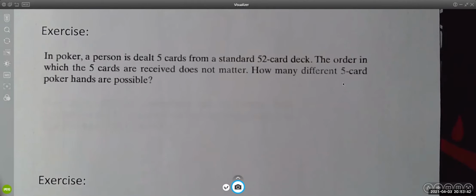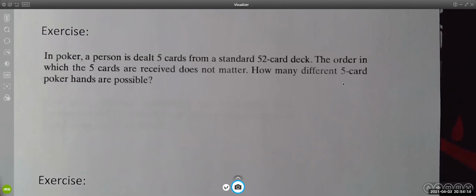Now, this is another one. In poker, a person is dealt 5 cards from a standard 52-card deck, and the order in which the 5 cards are received does not matter. Apparently, that's common sense. Imagine if you are that poker player, does it really matter to you in what order those 5 cards are dealt to you? To me, absolutely not, because I got the same 5 cards. Who cares in which order they gave me? In the end, I got the same hand.